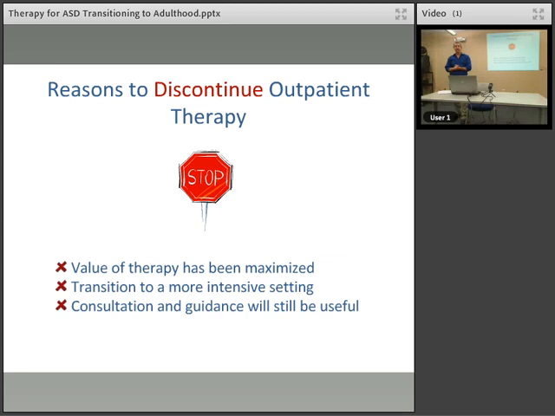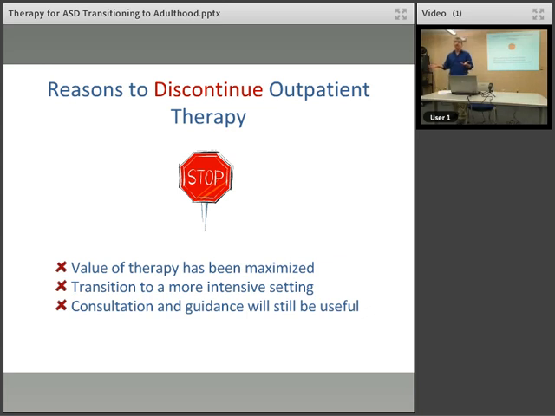The first one I would say is that the value of therapy has been maximized. Now that's kind of a tricky thing, because it's difficult to say that, as we know that as you're moving through different stages of life, there's different challenges that come up, and in particular with people with an autism spectrum disorder, there's going to be different things that happen at different milestones. And so when I say the value of therapy has been maximized, really I could put in parentheses, it's been maximized for the current age range, the current stage that they're at.